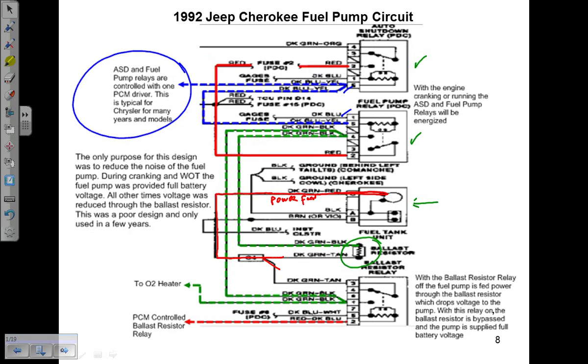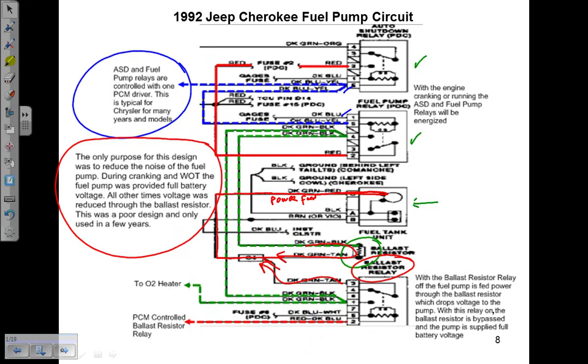So there were two ways that we get power. One was through the ballast, which would provide a reduced power, and the other one was through this ballast resistor relay, which would provide full power. Do a little description of operation on the vehicle, you find out why are they doing this, and within the description it actually says right here that it was only done to reduce the noise of the fuel pump. And in '93, they didn't do it anymore. They just ran it like every other car. So it was just for noise.